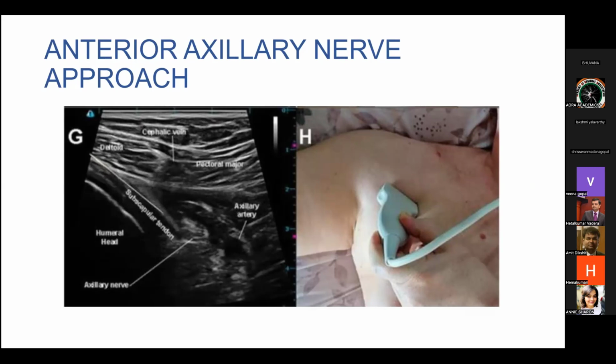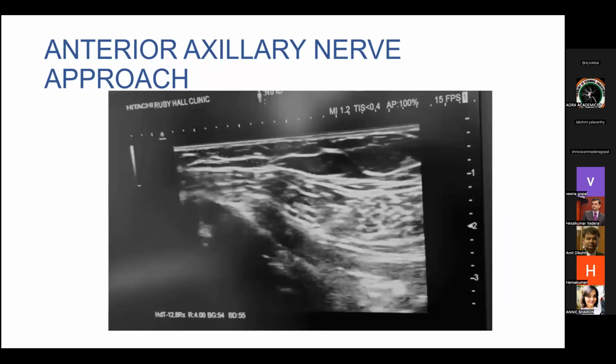In that you can see the humerus head, subscapularis tendon, deltoid and pectoralis major muscles, and you can see the axillary artery and the first part of the axillary nerve also. So if you're blocking here, we can attain complete analgesia of the shoulder with the axillary innervation. This is a video.